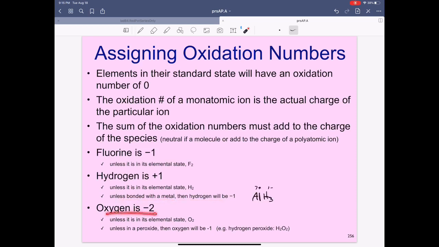Oxygen will be a -2, again unless it's in its elemental state of diatomic oxygen, or unless it's a peroxide. You would be told it's a peroxide, with the exception of hydrogen peroxide. We certainly want to be well aware that oxygen in hydrogen peroxide carries an oxidation state of -1. This should be enough to allow you to be successful assigning oxidation numbers.